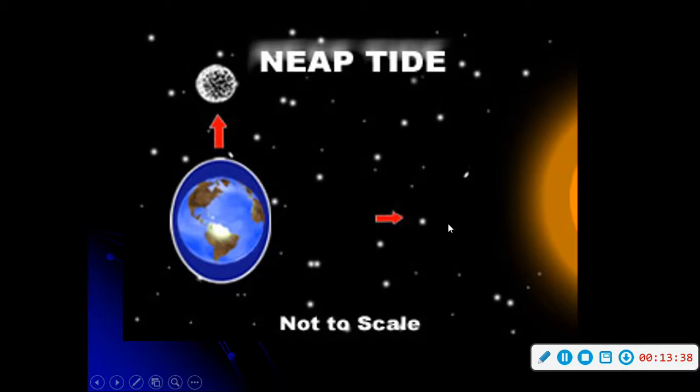And same thing with a neap tide, except that it's pulling opposite. So here's the sun pulling this way, the moon is pulling this way, or this way, because it would be the first quarter or last quarter. And again, that's going to be a weaker tidal cycle as a result.